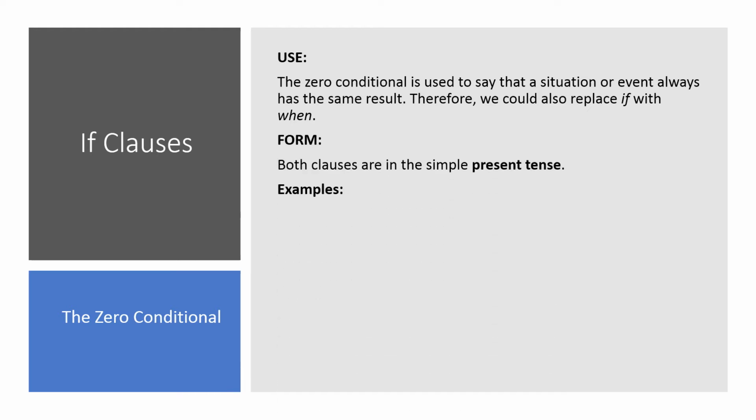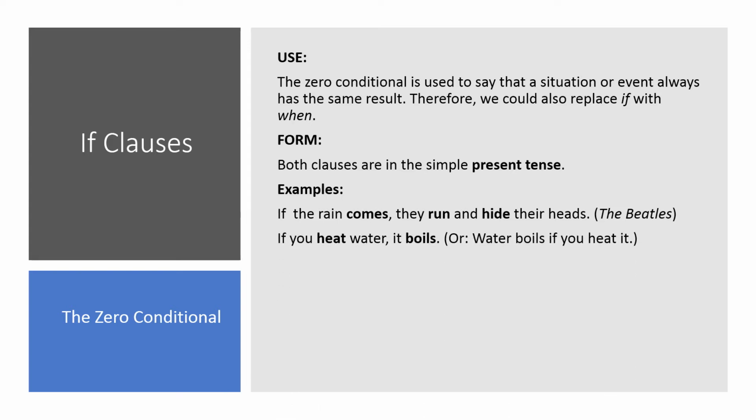And we form it by using the simple present tense in both clauses. So let's have a look, first of all, at the example by the Beatles. If the rain comes, they run and hide their heads. So you could also say when the rain comes, they run and hide their heads because they do it every time. If you heat water, it boils, or water boils if you heat it. So every time you do this, this is what will happen because it's science, basic science. And the other way around, it works as well. If you heat ice, it melts. That's not really the other way around, but okay, you see what I mean.